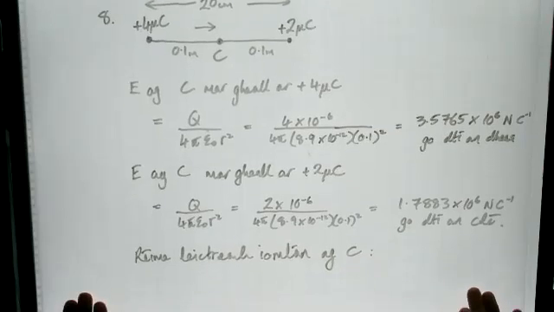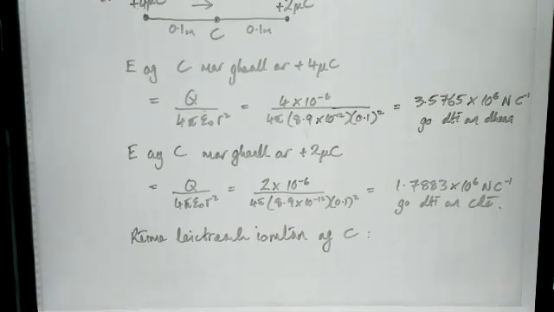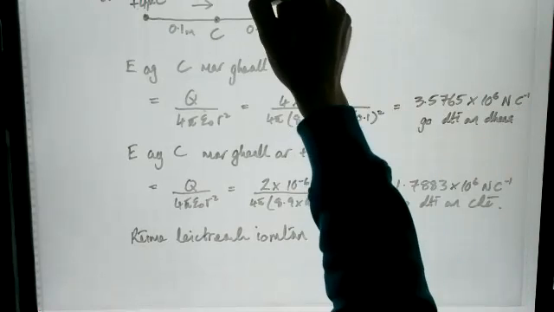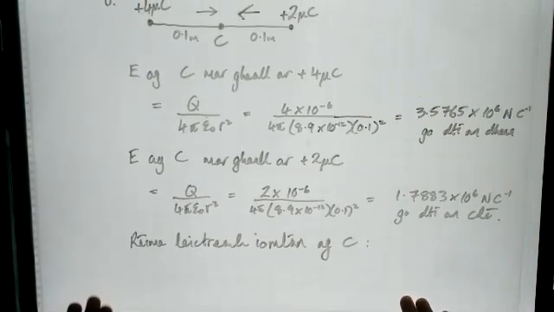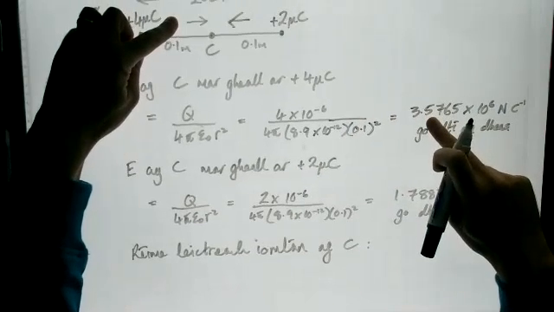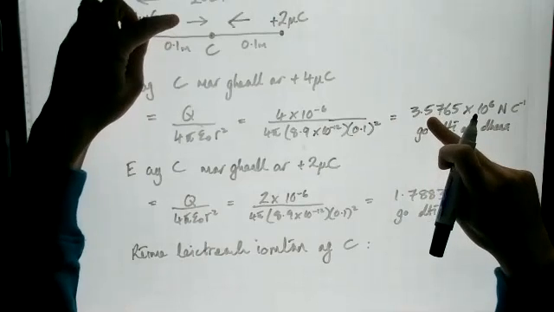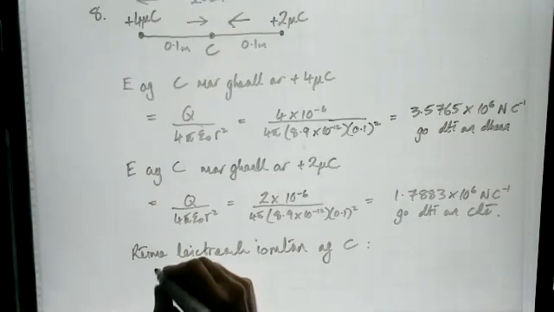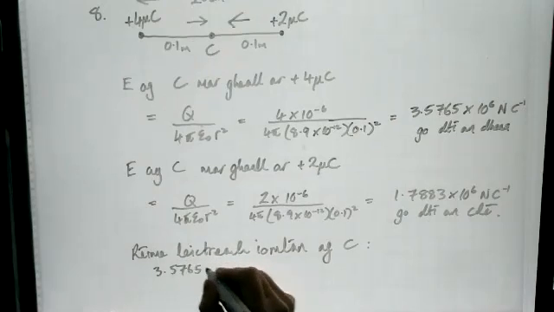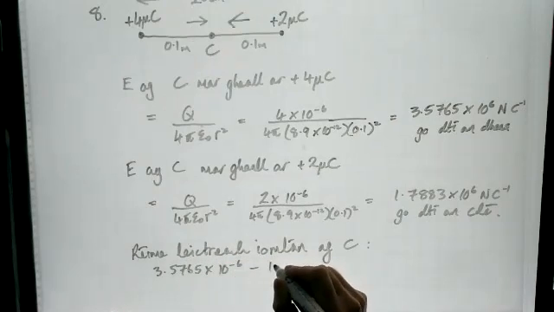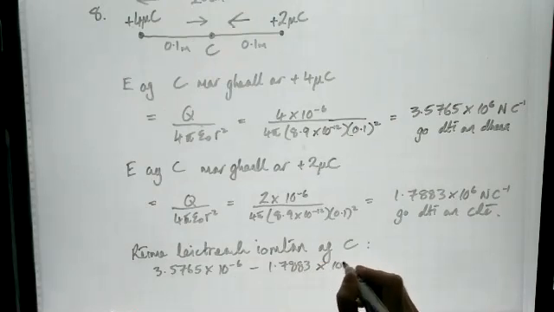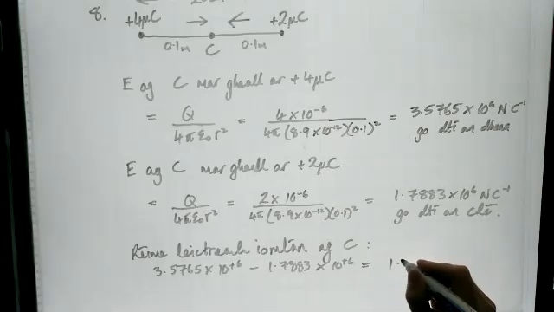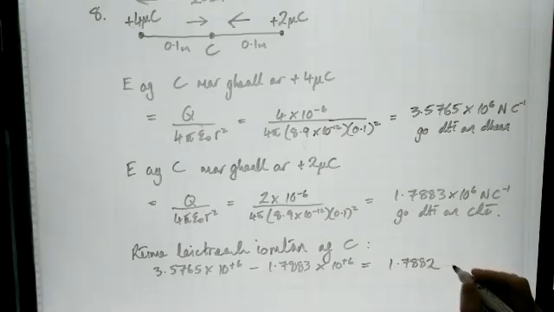I'm just going to walk you through this a little bit. Like I said, the fields act in opposite directions, so they subtract. The net field is 3.5765 by 10 to the power of 6 minus 1.7883 by 10 to the power of 6, which gives 1.7882 by 10 to the power of 6 newtons per coulomb.